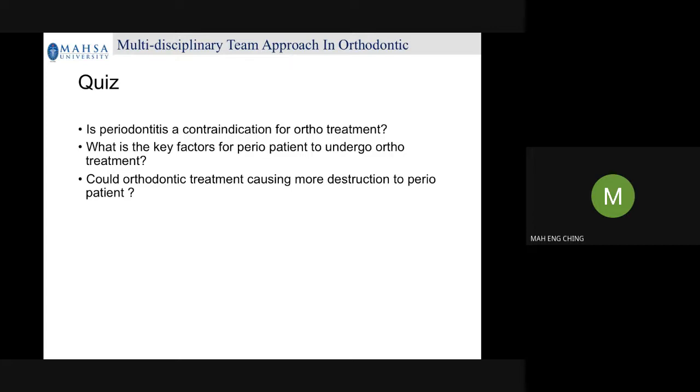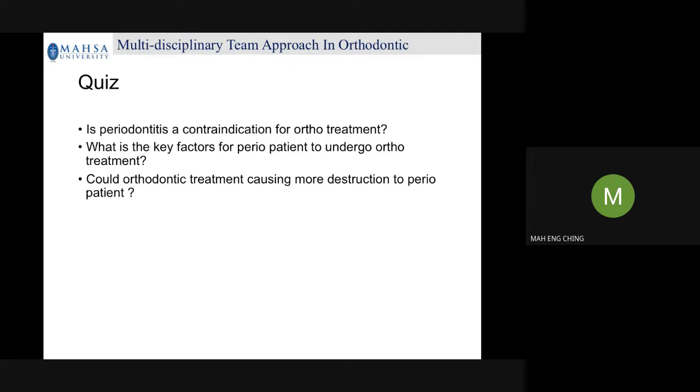So for this third question, I will say yes or no. If the tissue is healthy and the disease is controlled, then orthodontic treatment shouldn't cause more destruction. But if the disease is not controlled, yes, we can cause more harm than good for the patients. Okay, I think for the first session, we have finished perio-compromised patients.